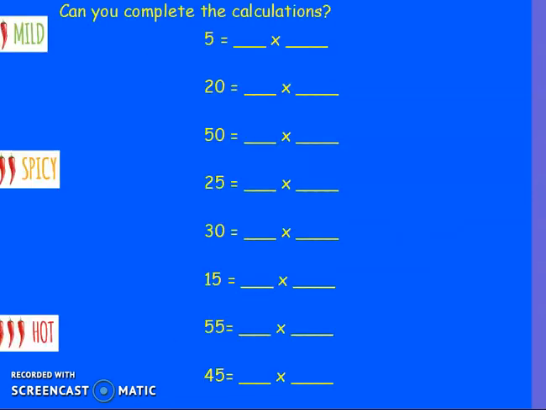We've got some chilly challenges here for you. The same structure as we looked at before, with the answer at the start. I'd like you to write the calculation to match the answer. Pause the video, give yourself 2 minutes to do as many as you can, and press play when you're ready.